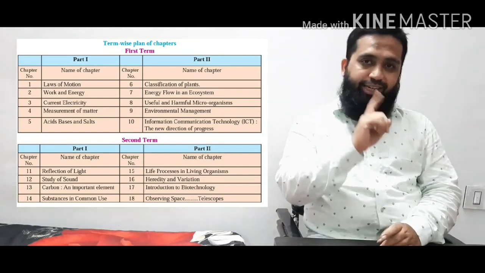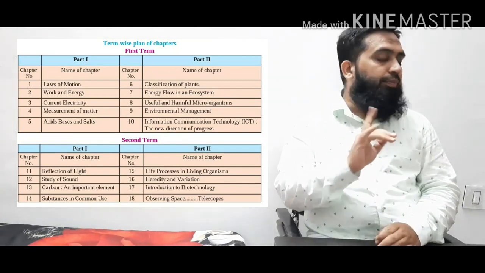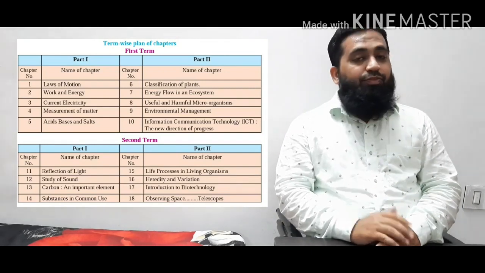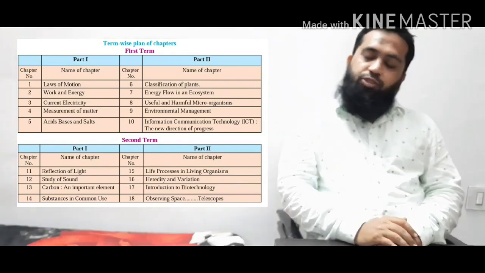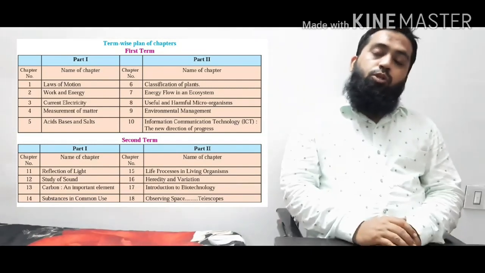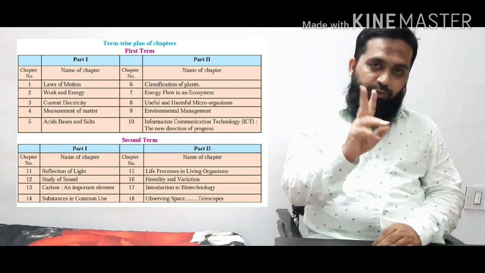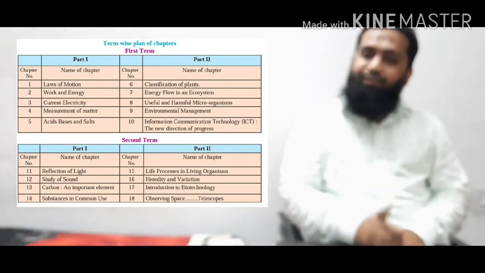But you have only one textbook in 9th standard. Keep this in mind. Whereas when you will go in 10th standard next year, inshallah, you will have 2 different textbooks. One for Science 1 and the other for Science 2. But in 9th standard, you have only one textbook. And in this one textbook, both the parts, Science 1 as well as Science 2, are given.